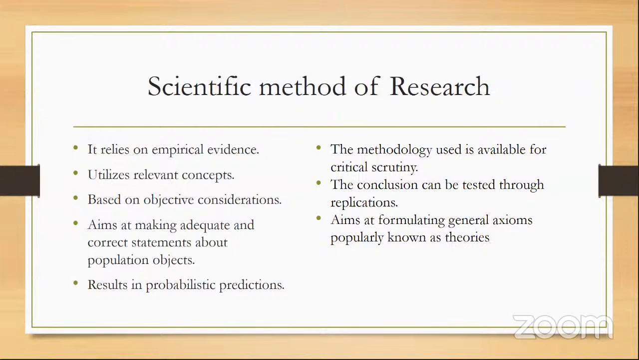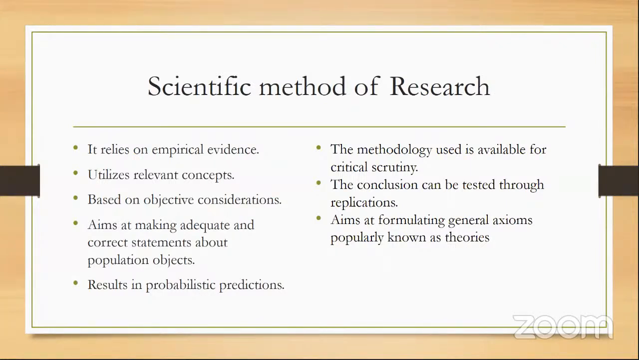Then the most important thing that we have is that a research conclusion can be tested through replications. In a case like, suppose I do a study on the effectiveness of a particular drug. If someone else also does the same study, that is, he replicates it, he should get similar results from that, provided that the experimental conditions are similar. So if you do that study again, you should get similar results. This is very important.